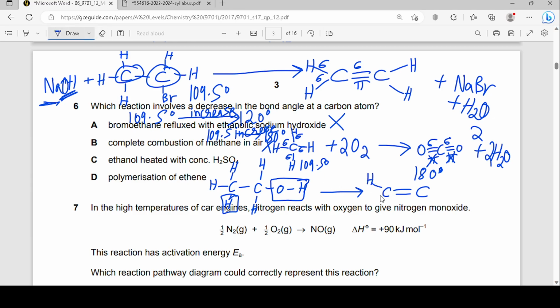We draw it like this, okay. And then obviously you get water eliminated from that, right? So here in this one, both the carbon atoms have four sigma bonds, no lone pairs, that's 109.5 degrees bond angle.